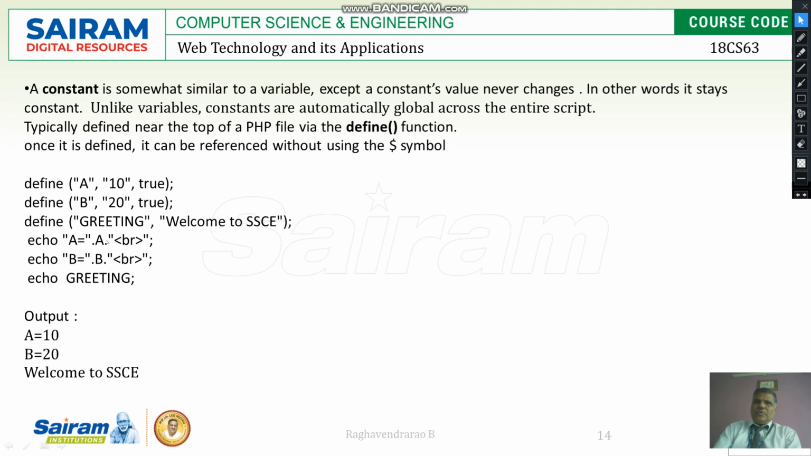Now if I print that using the echo statement, I am concatenating the value with the constant here. One thing you should observe: when it is defined with the define function, the constant does not use the dollar symbol. Here you can see I did not use the dollar symbol for A, for B, or for the greeting, but still I am able to get the output.